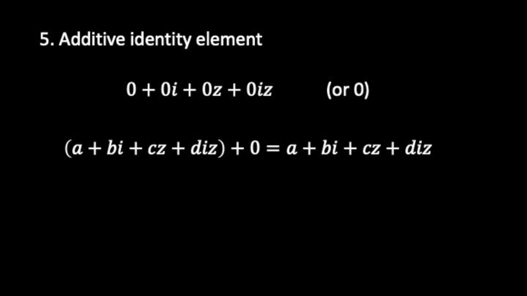The set M has an additive identity element, that is, a number that can be added to any metacomplex number and results in the same metacomplex number, so it doesn't change the number at all. The additive identity element in M is 0 plus 0i plus 0z plus 0iz, or simply 0. A metacomplex number where all the coefficients are 0. When we add this number 0 to the number a plus bi plus cz plus diz, that number remains unchanged.